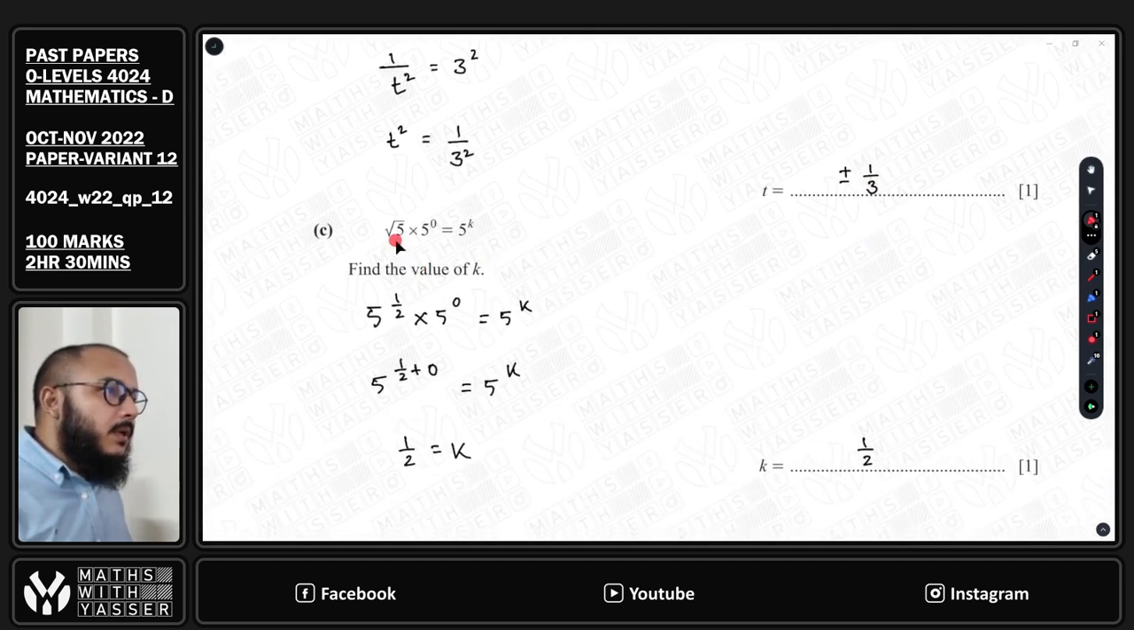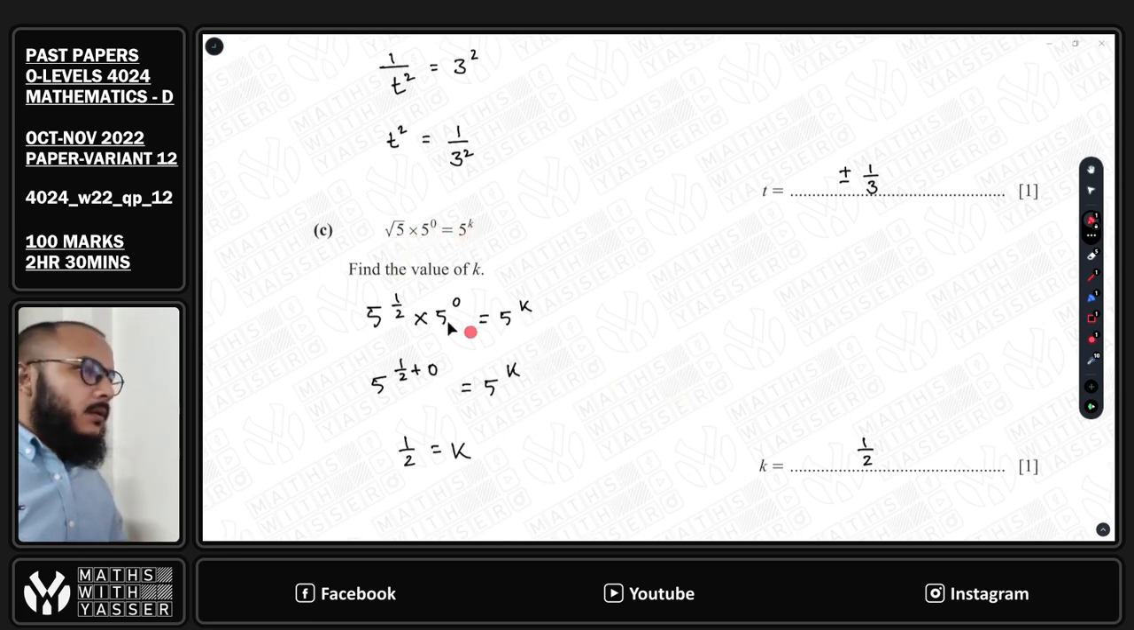Then we have square root of 5 times 5 to the power 0 equals 5. Square root of 5 can be written as 5 to the power half times 5 to the power 0, which is equal to 5 to the power k. Since we have a multiplication over here, that means we can add these powers. So 5 to the power half plus 0 is equal to 5 to the power k. Since these two numbers are equal, now we can say half is equal to k, and that is the value of k.